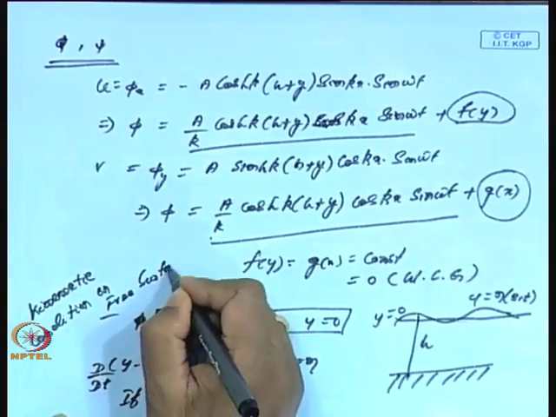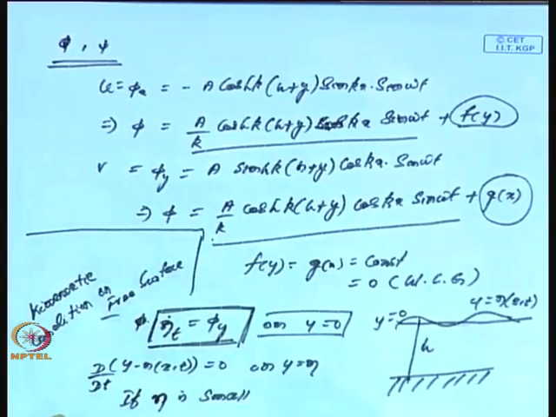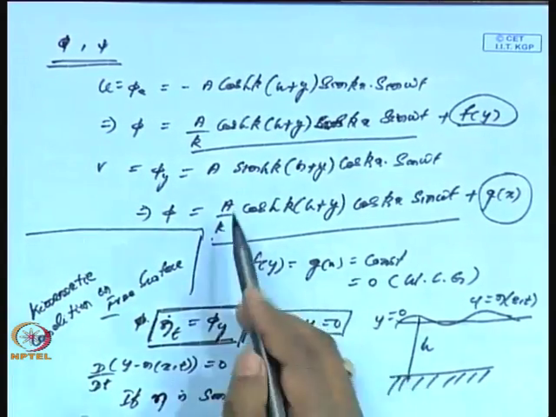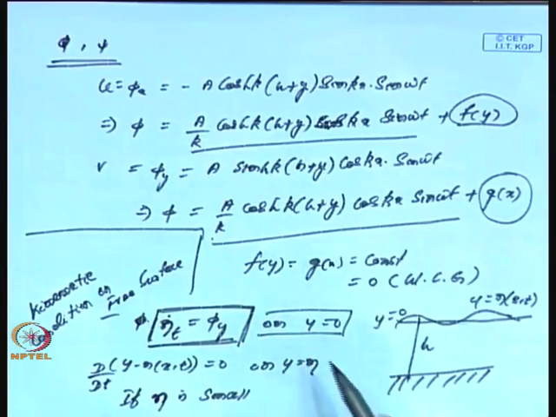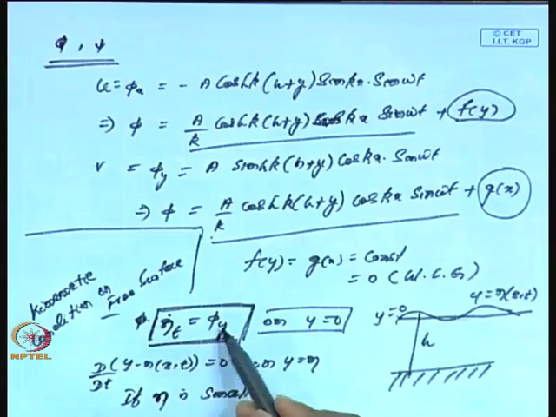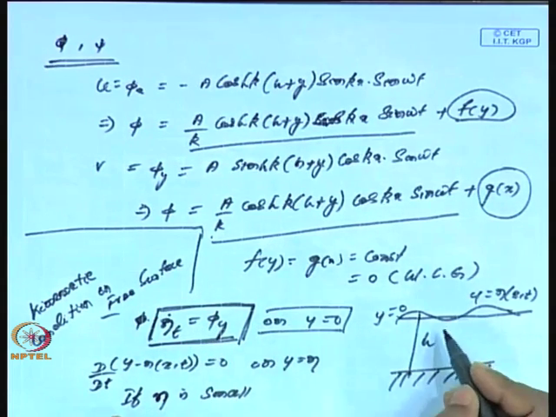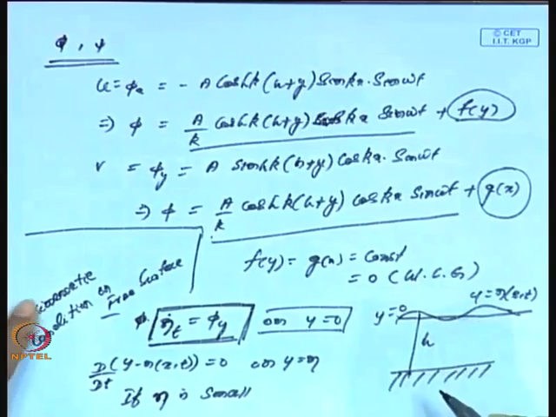I will come to this towards the end when I come in detail to water waves. Once we know the velocity potential phi, we can know what exactly our free surface is. Because we know eta t is phi y, and then we know what eta is, on y equal to 0. So, knowing the velocity potential, we can always know what the free surface is.